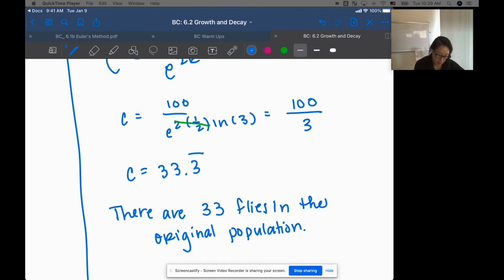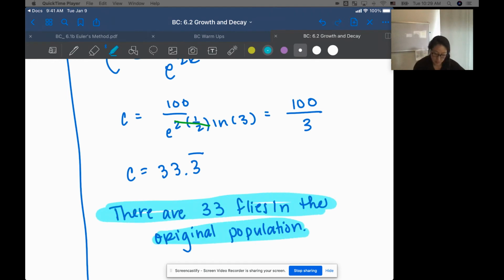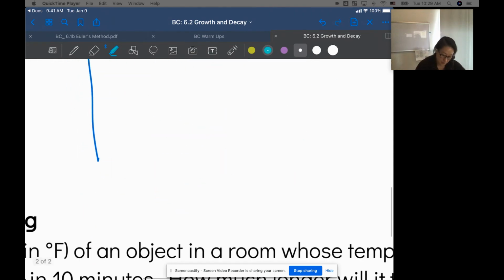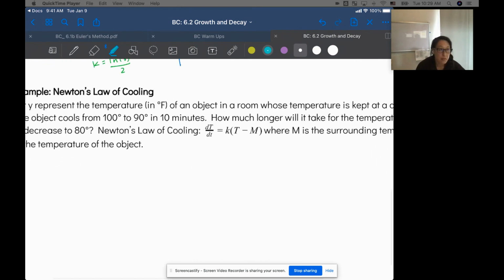Okay. All right, last one. Newton's law of cooling.